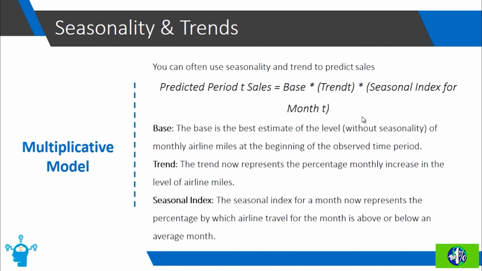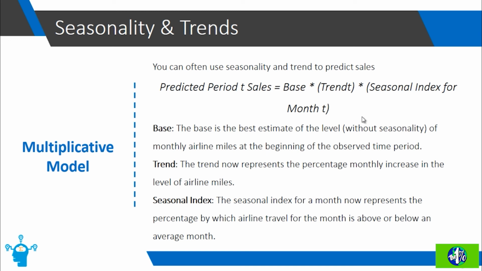Then there is a multiplicative model. In this model, we multiply the three features. The definition of base remains the same. It is the initial value of sales or revenue, whichever we are forecasting, at the beginning without any seasonality. But the trend now represents the percentage monthly increase in the level of airline miles or whatever parameter we are calculating. It is the monthly increase in that.